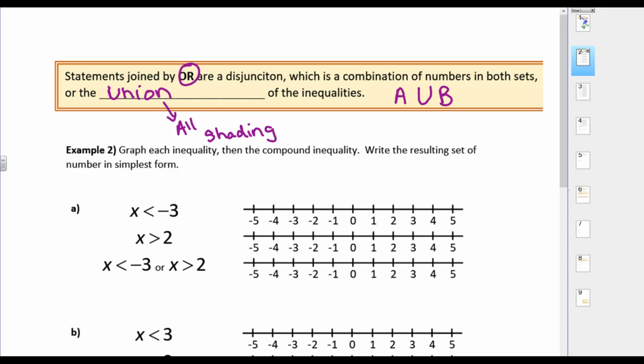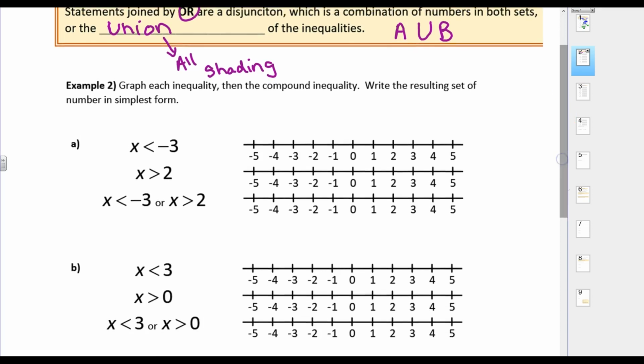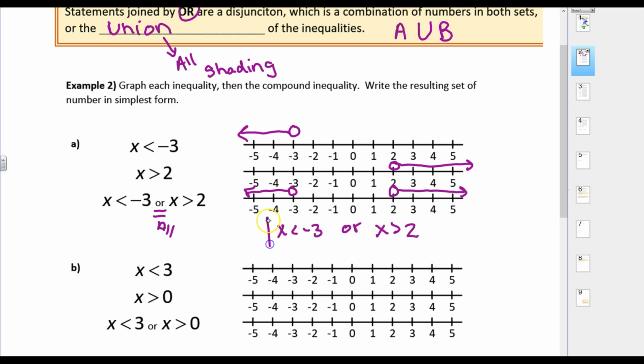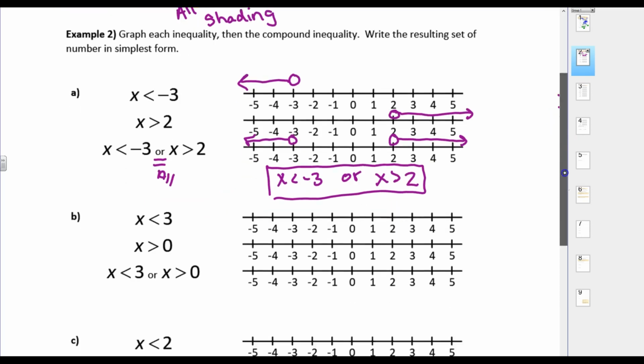So let's take a look at an example. If I've got the value x is less than -3, that would graph as an open circle on -3, down from there. x is greater than 2 would be an open circle on 2 and up from there. When they're joined by the word "or," we take all things that are shaded, no matter where it is. So I get to keep this piece and I get to keep this piece. My final answer is x is less than -3 or x is greater than 2. Notice if this was an "and," this would be no solution, but because it's an "or," we take everything.